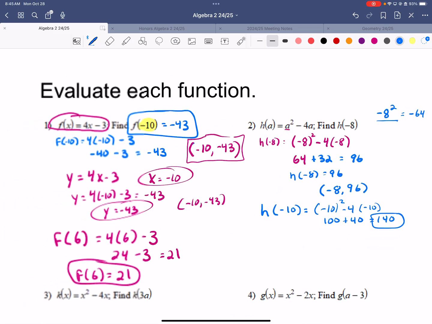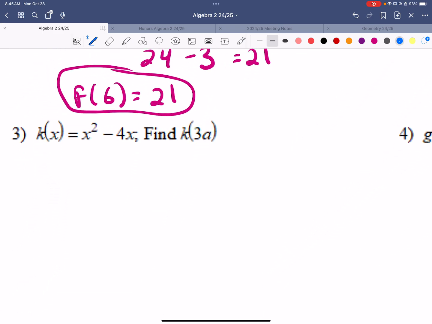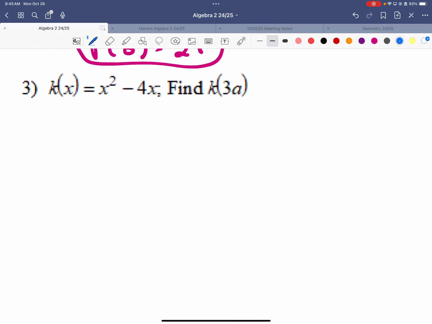Any questions so far with those two types? All right, so again, it all becomes about substituting in what they ask you to substitute. Sometimes what you substitute in can just give you a different expression. So if we have k of x is equal to x squared minus 4x, but now we're asked to find k of a of 3.